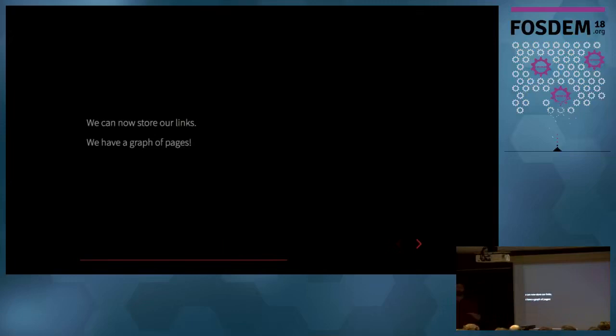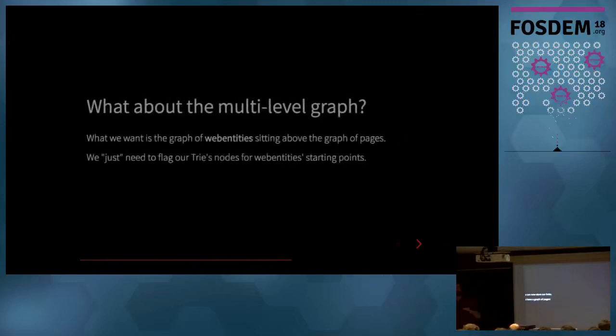So we have a graph of pages. We have the tree of LRUs. We have the graph of pages. So we have a Traph.